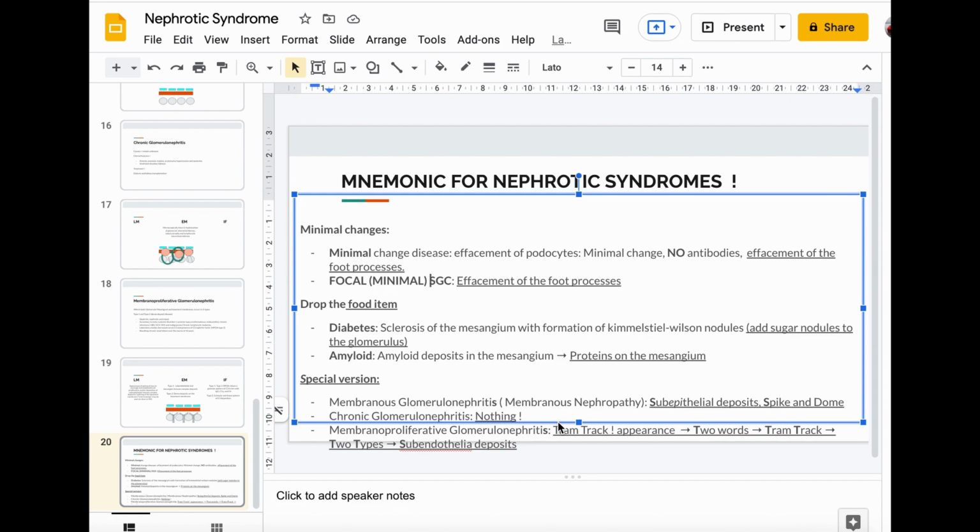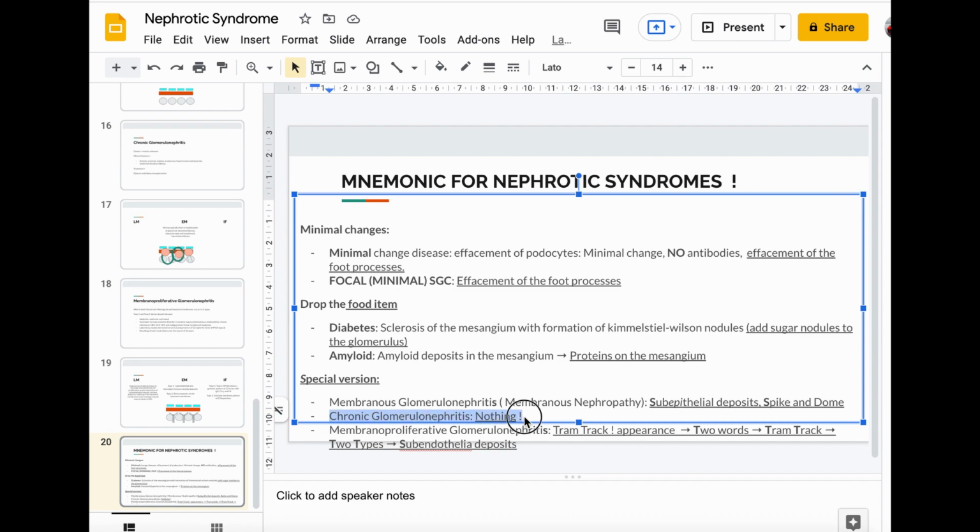So when you think of membranous glomerulonephritis, you're like, is it a food item? No. Is it minimal changes? No. Is it a special version? And that's the only thing left. You get the S, you get subepithelial deposits, spike and dome appearance, and then yeah.